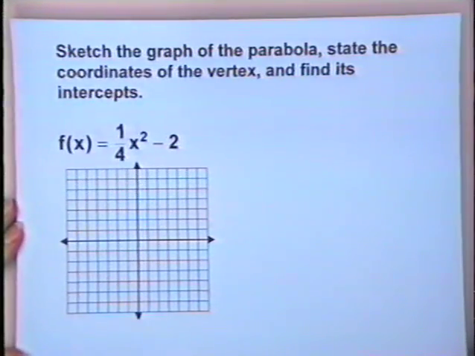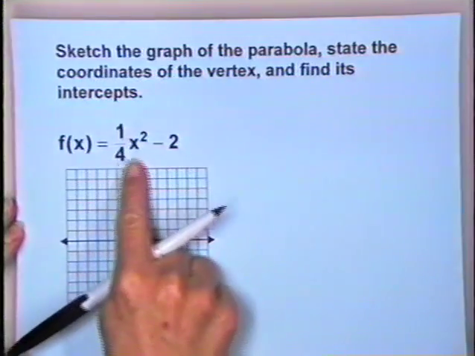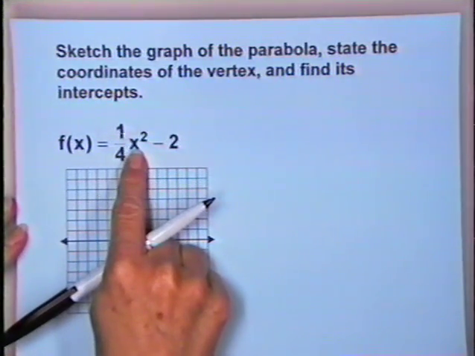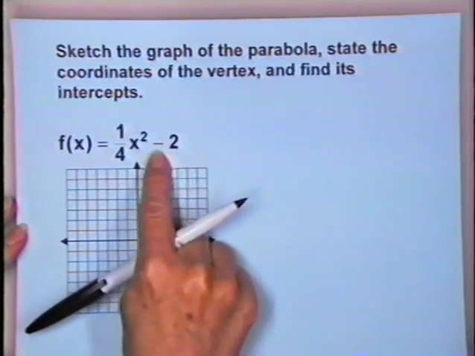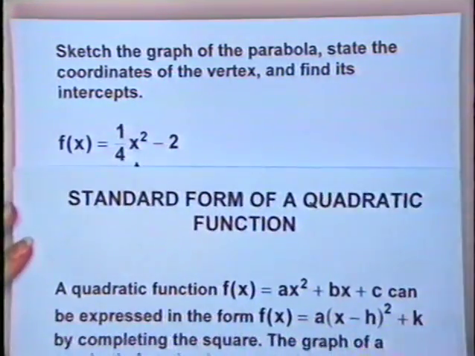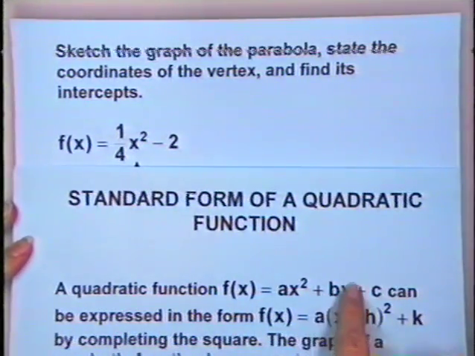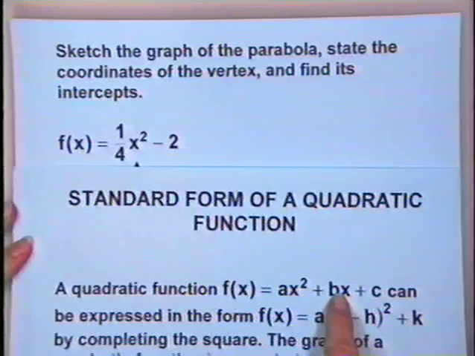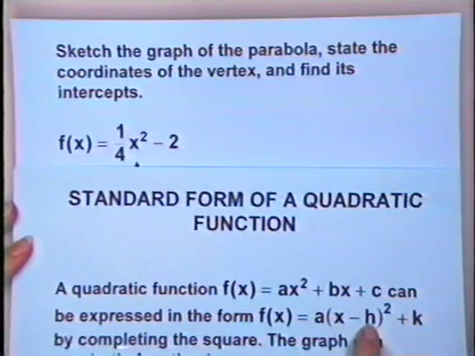This wants us to sketch the graph of the parabola, state the coordinates of the vertex, and find intercepts. Now, I want you to notice in this equation we have the x squared term and we have a constant term. We do not have x to the first power. So that's like having ax squared and c, where b is 0. Now, if you do not have this term where you have x to the first power, it's not going to be necessary to complete the square. We can just simply identify our h and k, and if we don't have that x to the first power, I can tell you right now that your h is going to be 0.